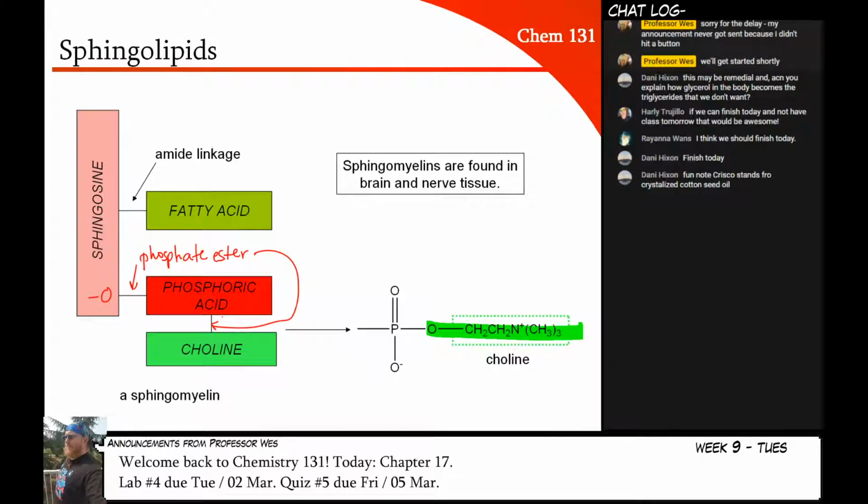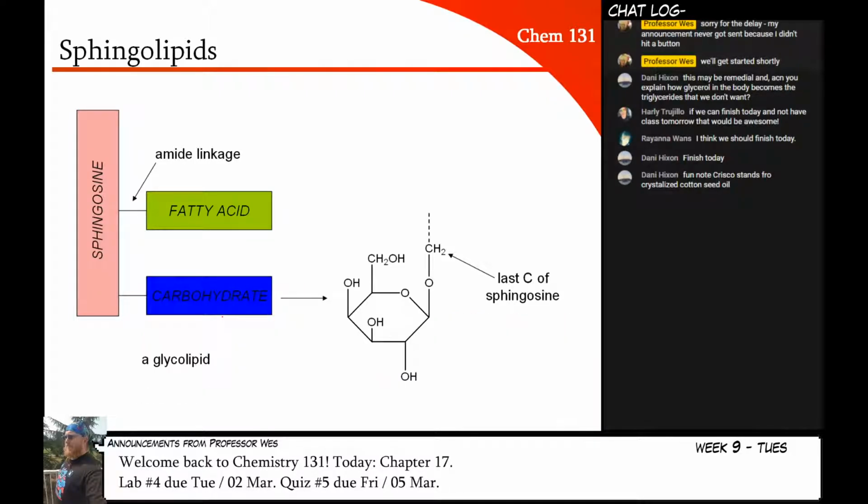Unfortunately, as far as the biological use of these is concerned, I only know how to make them. I don't know much beyond this, unfortunately. I know that glycolipids are also in brain tissue. The difference here is that instead of having a phosphoric acid, I just have a carbohydrate.